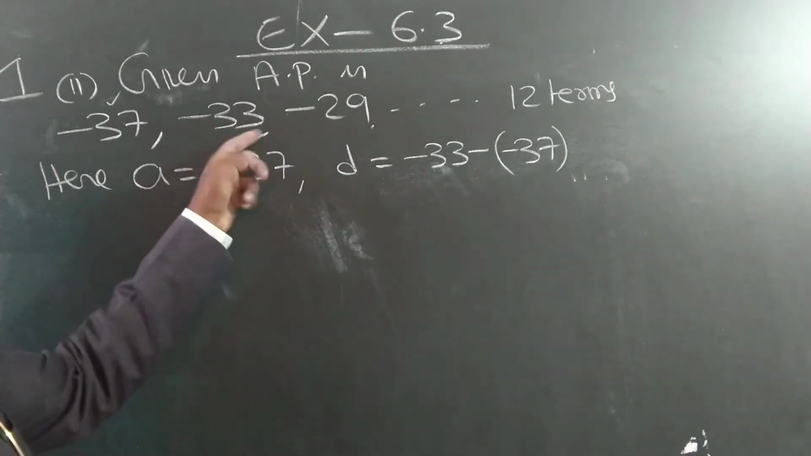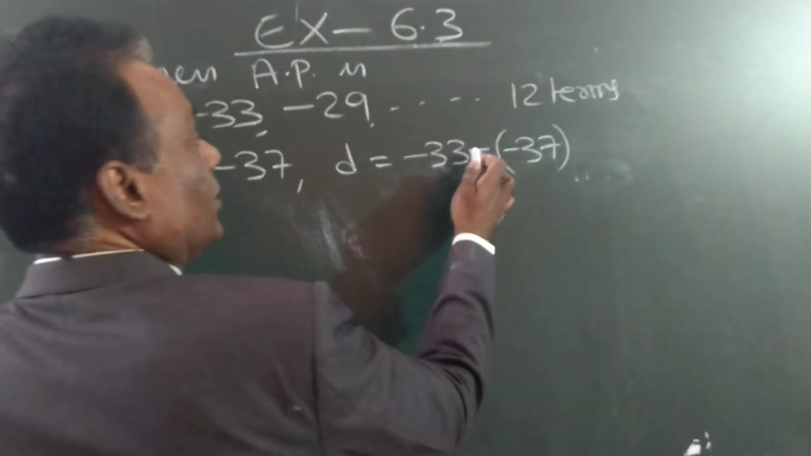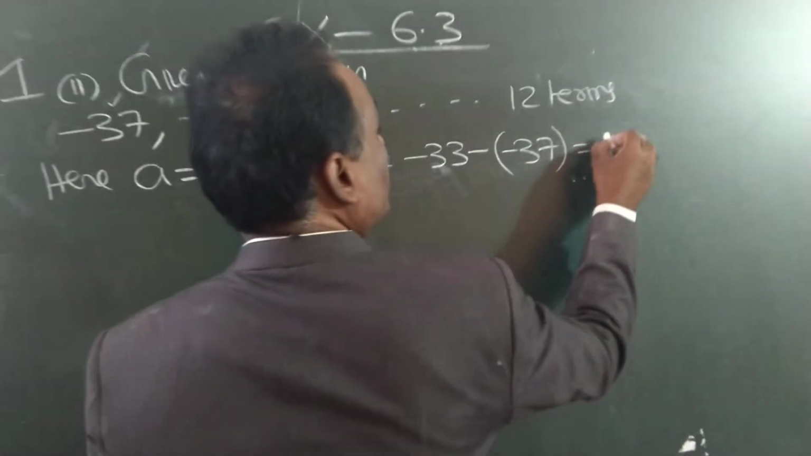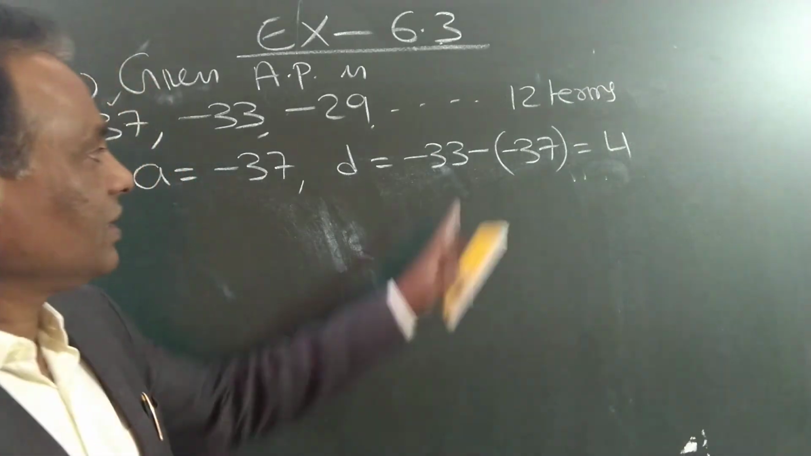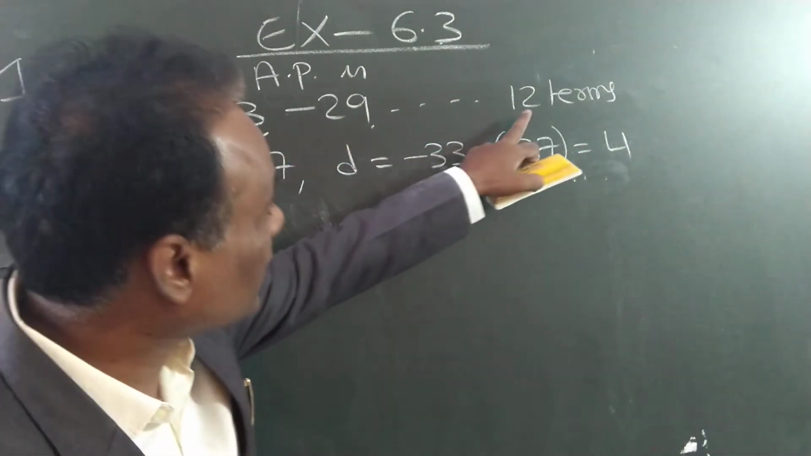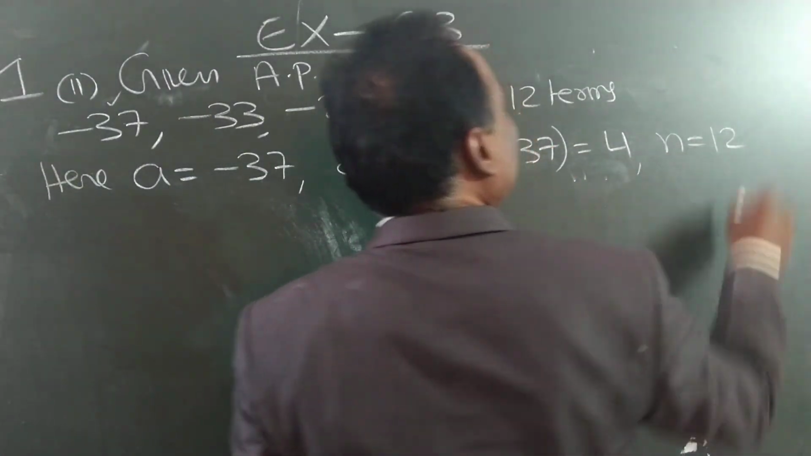Minus 33 minus 37. Minus into minus becomes plus 37. 37 minus 33 is 4. So D is 4. How many terms do we have to add? 12 terms. N is equal to 12.